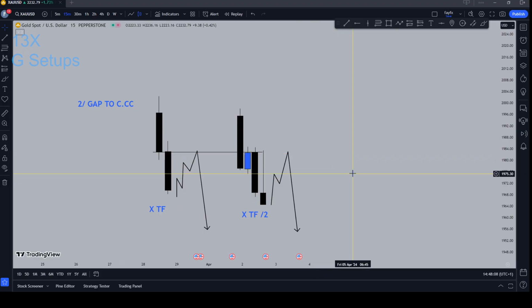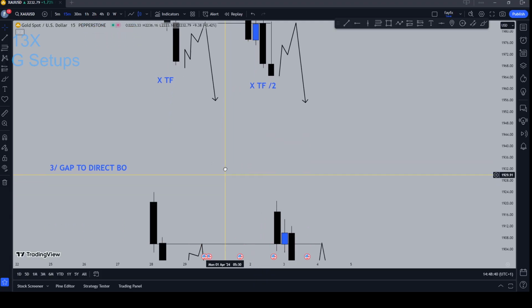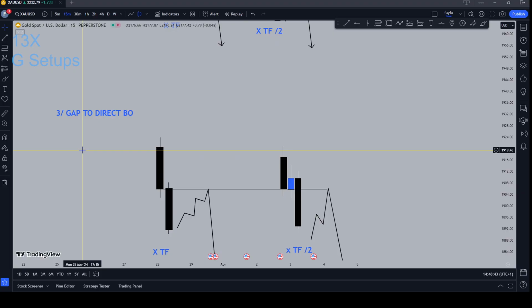The second type, the one I love, is a gap to classic CC. In X time frame, we have a gap. One time frame lower, we have a classic CC. This is very, very amazing. I like it. And later on, I will explain to you in private when, where, and how to use them. They are very powerful.